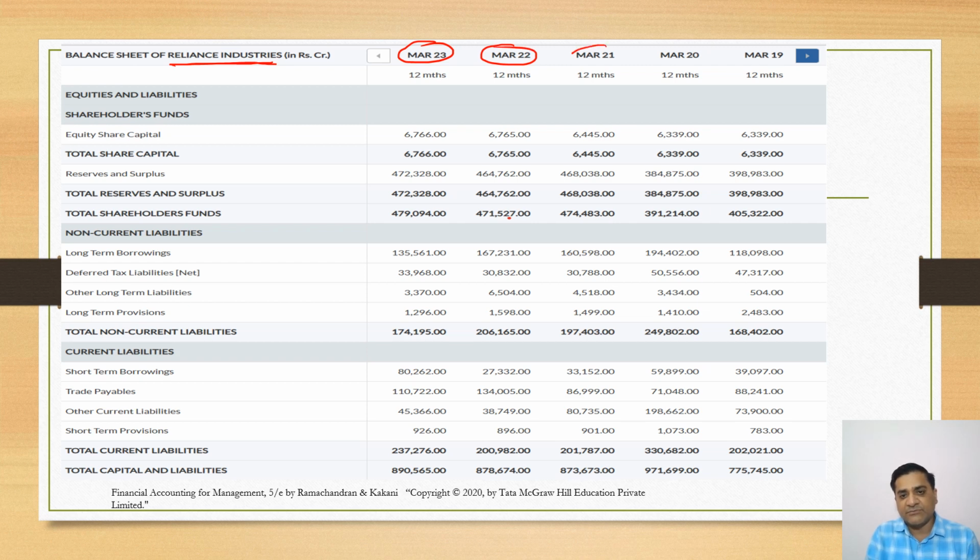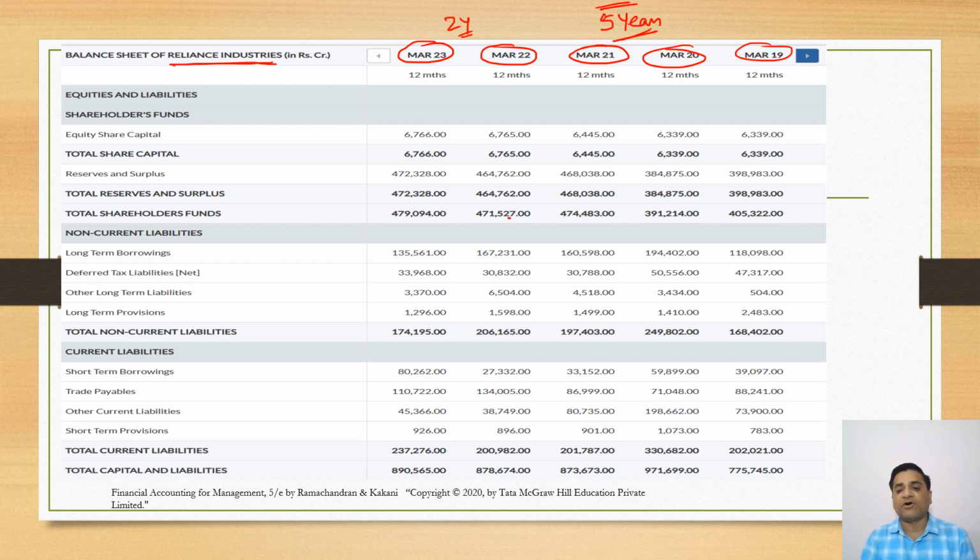You have 31st March 21, 31st March 20, 31st March 19. So Reliance Industries Limited is presenting the balance sheet in a comparative manner for the previous 5 years. Generally they do it for 2 years, current year and previous year. But here I have just shown you how the balance sheet can be prepared even for a period of 5 years. So this is the basic benefit of preparing the financial statements in a vertical format.